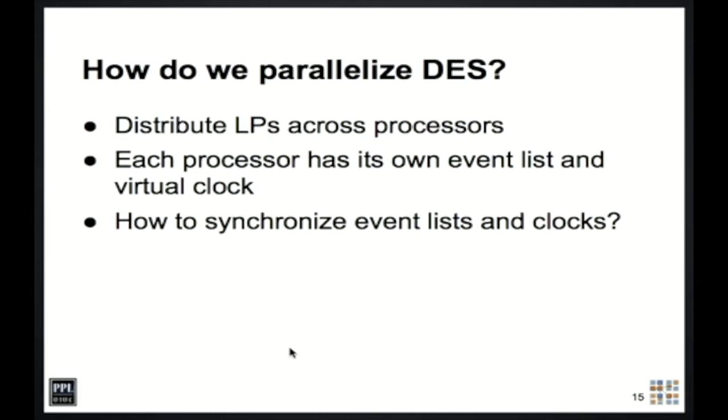So to parallelize this, we want to take our set of LPs and distribute it across all the processors we're running on. Each processor now will have its own event list and virtual clock. So at least within one processor, we can still more or less follow that same sequential algorithm of pop the top event, execute it on its destination, update our event queue, and then move on to the next iteration. However, across PEs, how do we synchronize our event lists and clocks so that we still know that we're executing events in order and we're getting the correct simulation?